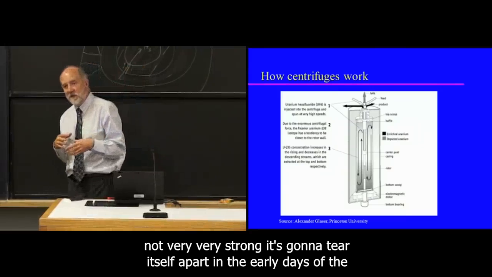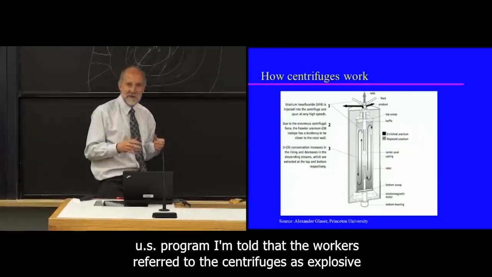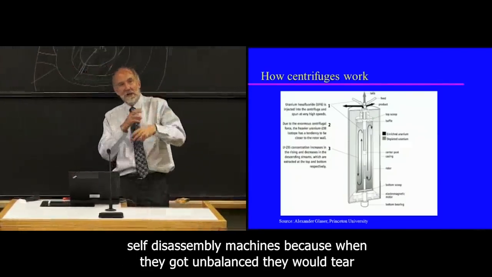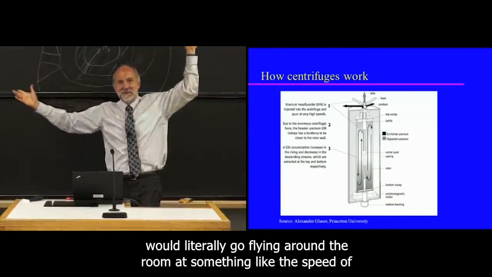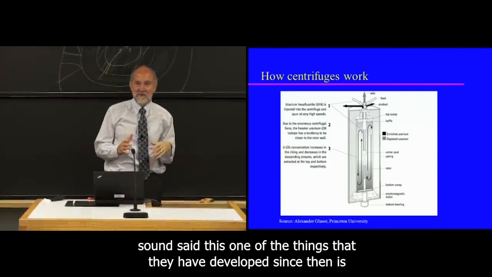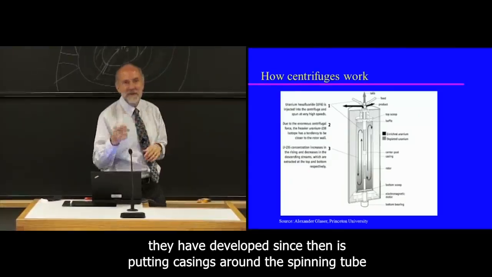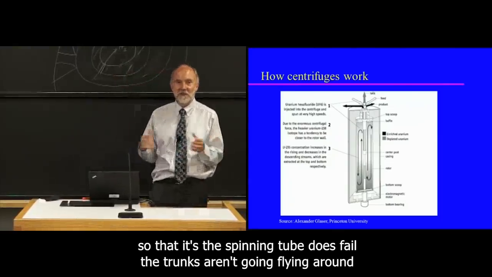In the early days of the US program, I'm told that the workers referred to the centrifuges as explosive self-disassembly machines, because when they got unbalanced, they would tear themselves apart, and chunks of metal would literally go flying around the room at something like the speed of sound. So one of the things that they have developed since then is putting casings around the spinning tube so that if the spinning tube does fail, the chunks aren't going flying around the room.